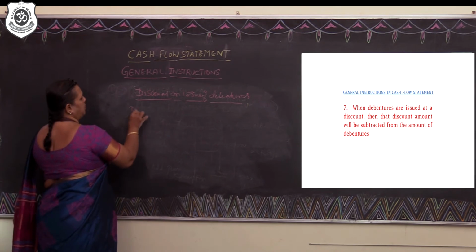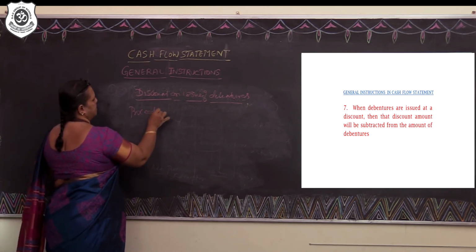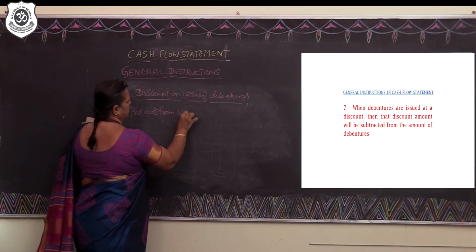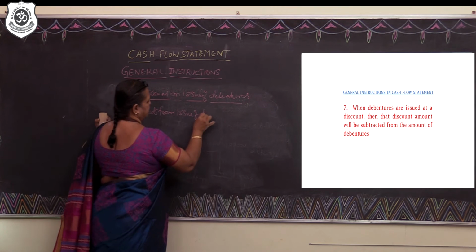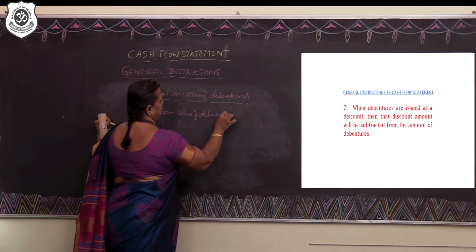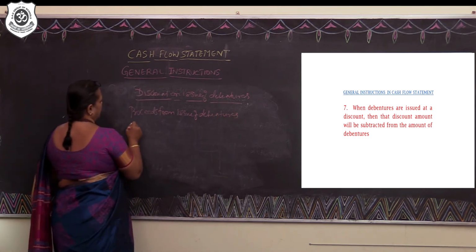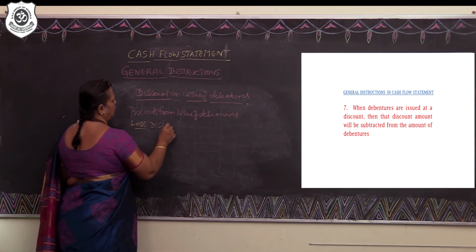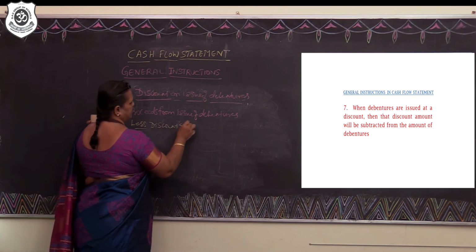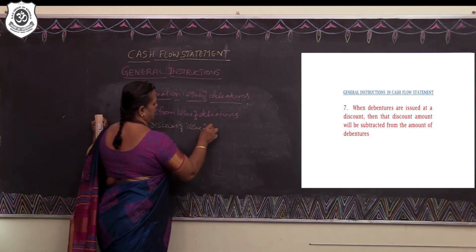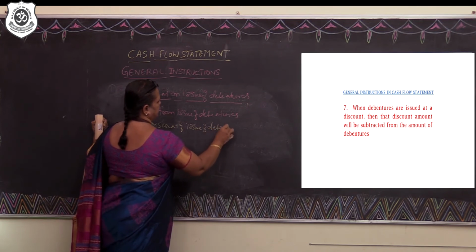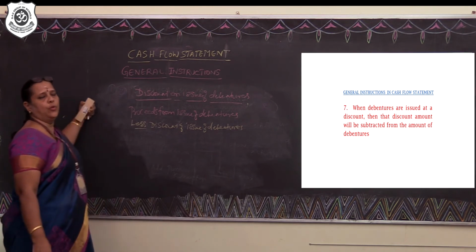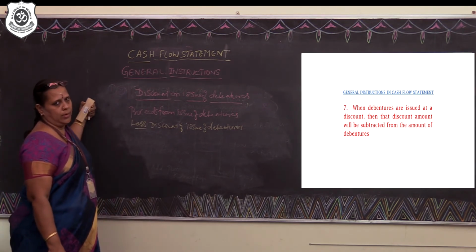So, proceeds from issue of debentures less discount on issue of debentures. So, it is just going to be a reduction in your inflow and there is no outflow at all.